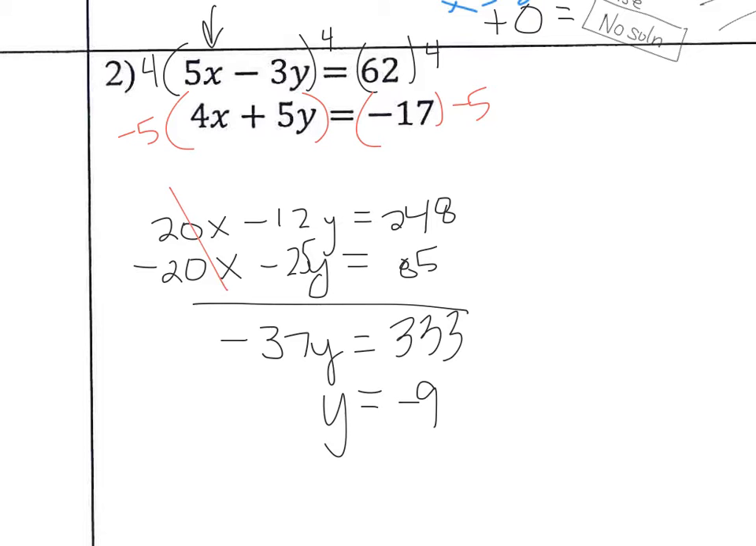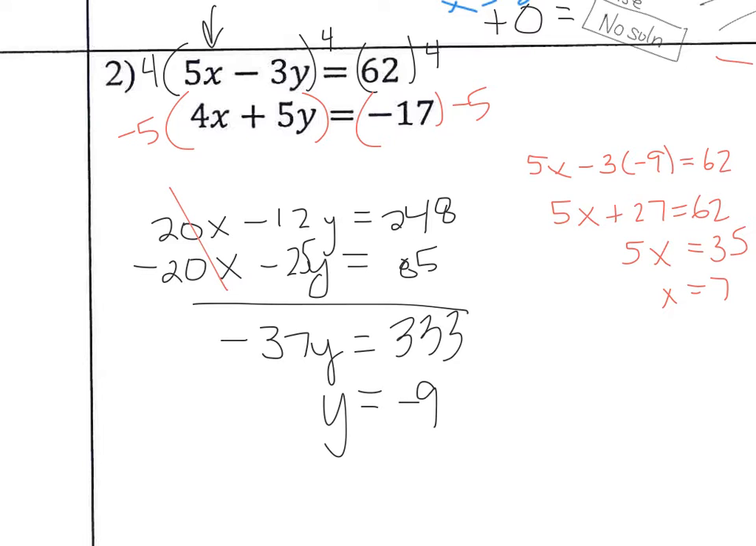So then you can pick either x or y to substitute in. I'm going to plug in negative 9 to the first equation. So it's going to be 5x plus 27 equals 62. So I do 62 minus 27, and I get 5x equals 35, so x equals 7. So my ordered pair is going to be 7, negative 9.